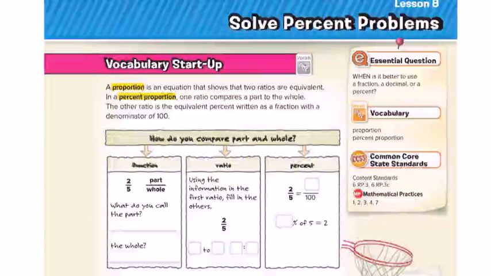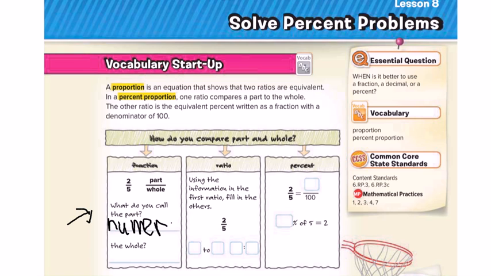In the box to the left, it starts off with a fraction, 2/5. 2 is my part, and 5 is my whole. What do you call the part? That would be our numerator. And what do you call the whole? That would be your denominator. Using the information in the first ratio, fill in the others in that center box for ratios.